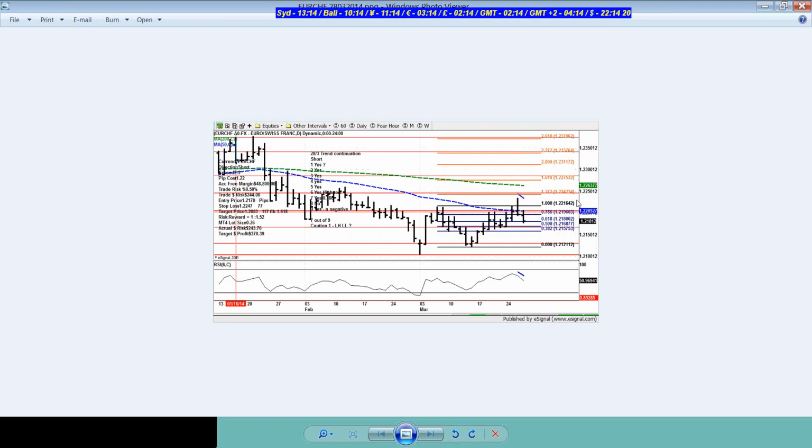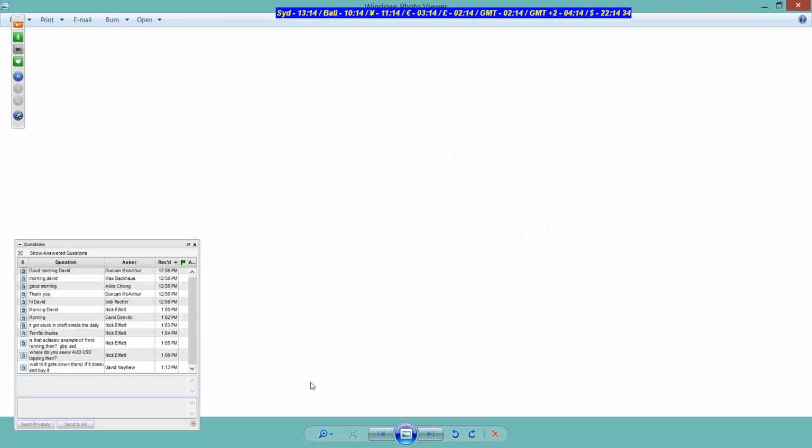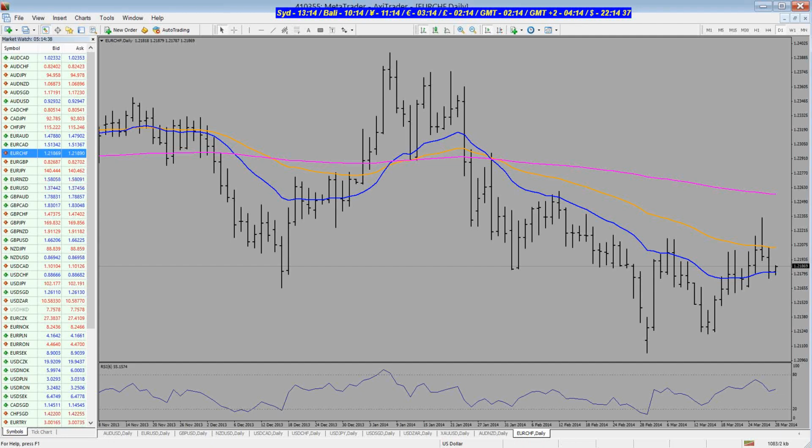With the $1.20 on the Euro Swiss, if it gives you a buying opportunity down there, absolutely. If it's good enough for the central bank, good enough for us, I think. Either that or wait for it to cycle above the moving average again and then go for it. But at this stage, you're not looking to short it.